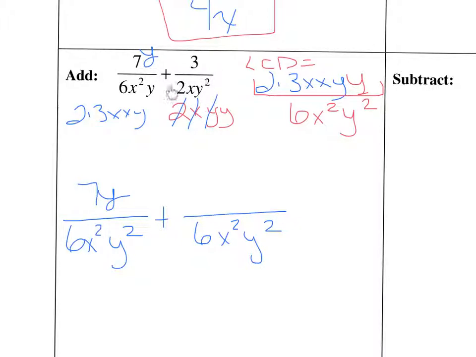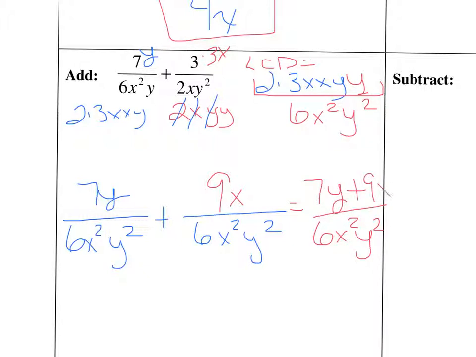Same thing here. When I look from this old denominator to the new denominator, well, there's missing a 3 because to get from 2 to 6, I have to multiply times 3. There's an extra x down here, so I'm going to have to also multiply times x. But the y's match, y squared and y squared. So I need to multiply times 3x, and that will give me a 9x up here. Then when I add them, the denominator is going to be the same, 6x squared, y squared, and the numerator will be 7y plus 9x.